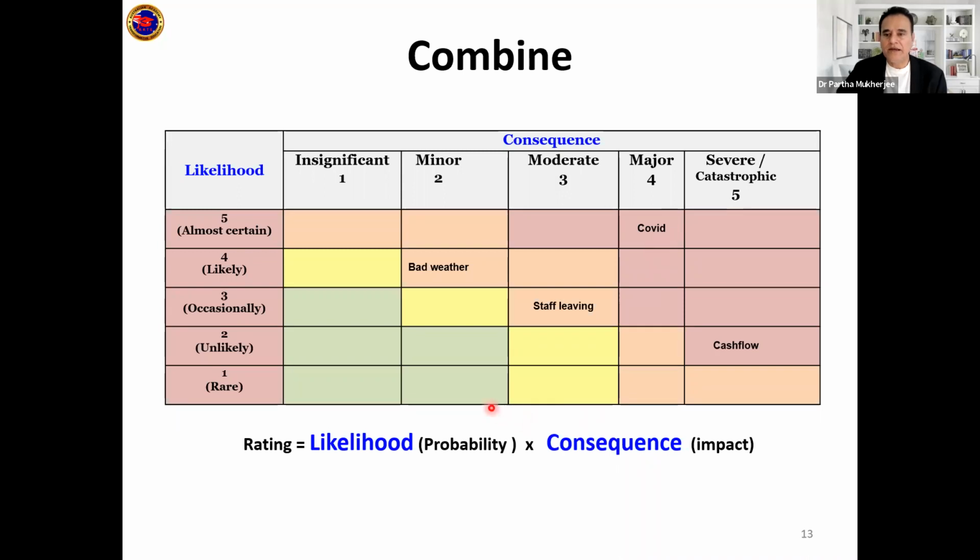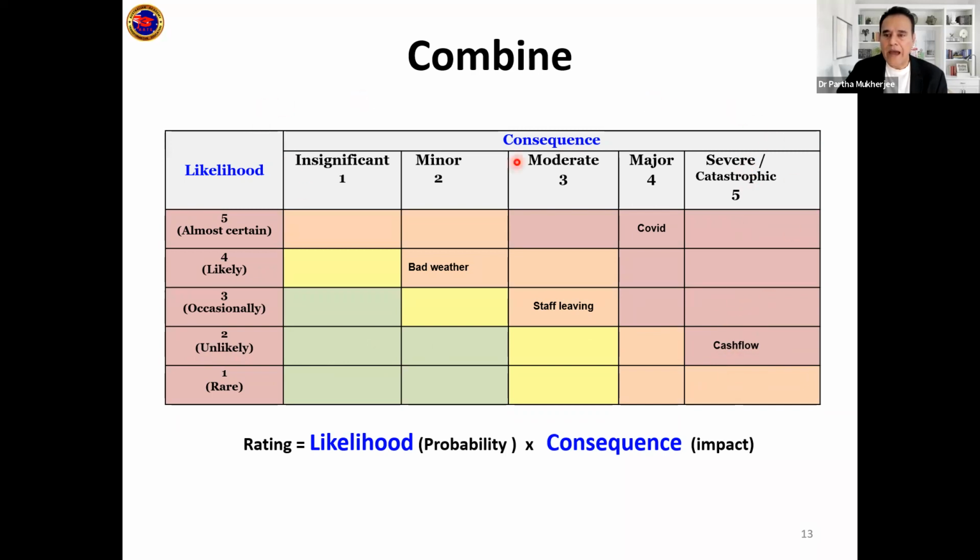Okay. Similarly, in the bad weather, we said it's likely, not certain, but the impact is going to be minor. So you will put it in this box. Similarly, for the staff leaving, you can say, yeah, occasionally the staff will leave, and if it happens, it'll have moderate impact in my project. So it'll come under occasional and under moderate here. And the last one, we have taken cash flow. We said the cash flow is unlikely to happen, cash flow issues, but if it happens, it's catastrophic because your project will stop. So you will put under unlikely, but under catastrophic.